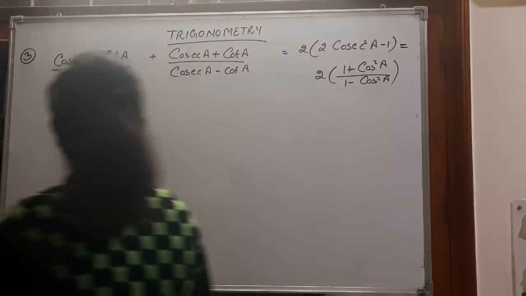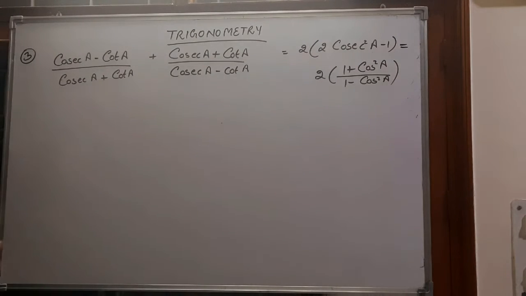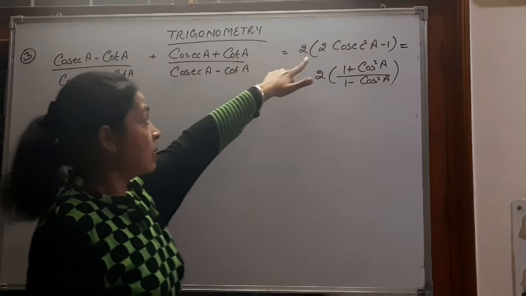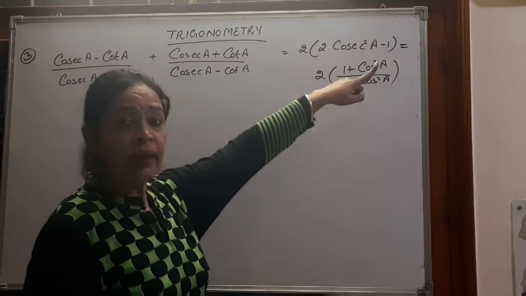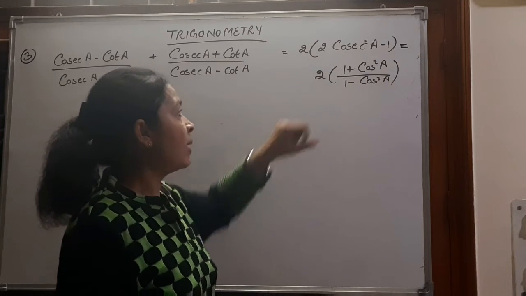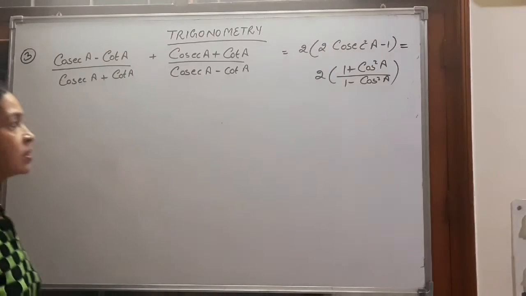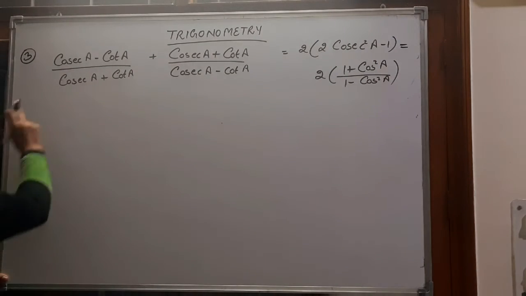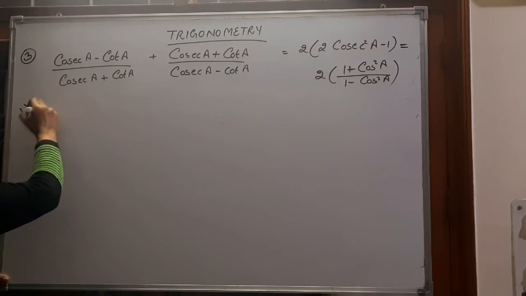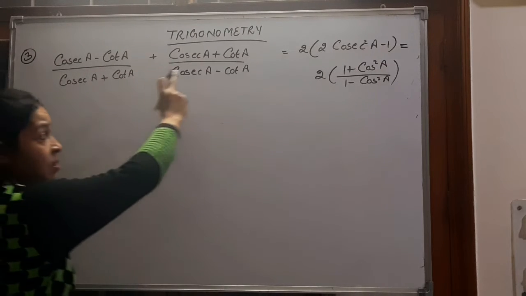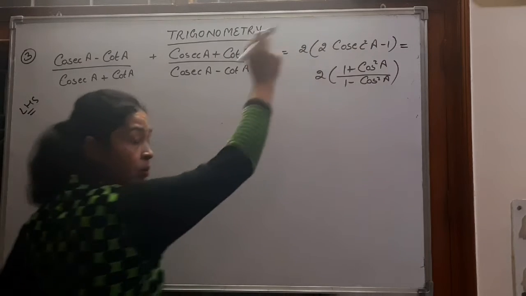Now the next question: (cosec A minus cot A) upon (cosec A plus cot A) plus (cosec A plus cot A) upon (cosec A minus cot A) equals 2 times (2 cosec square A minus 1), again equals 2 times (1 plus cos square A) upon (1 minus cos square A). First we will take the left hand side. We will prove this to this and again this to this.